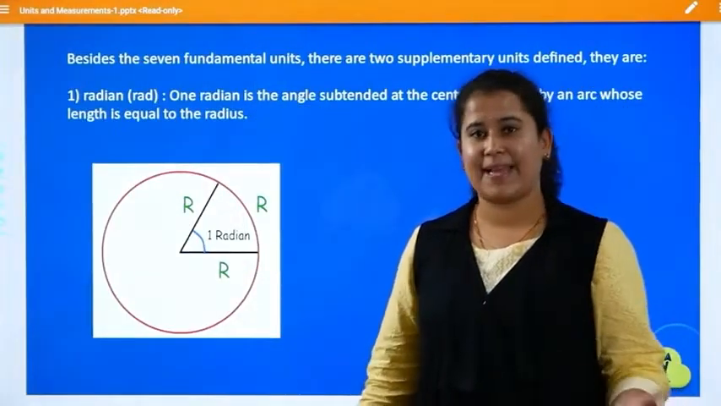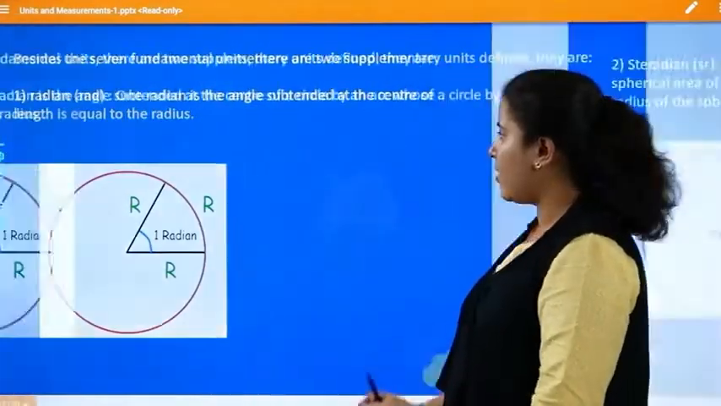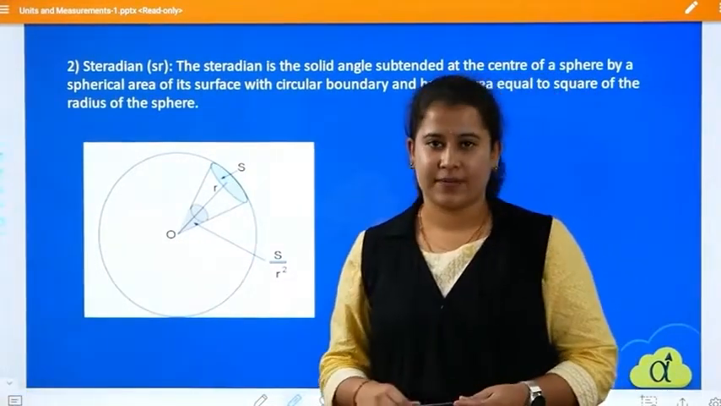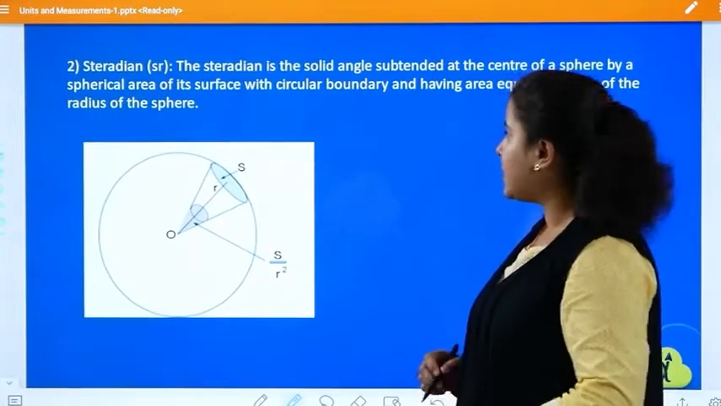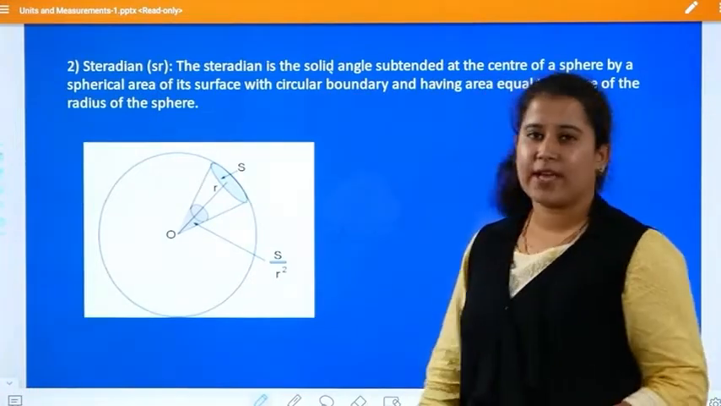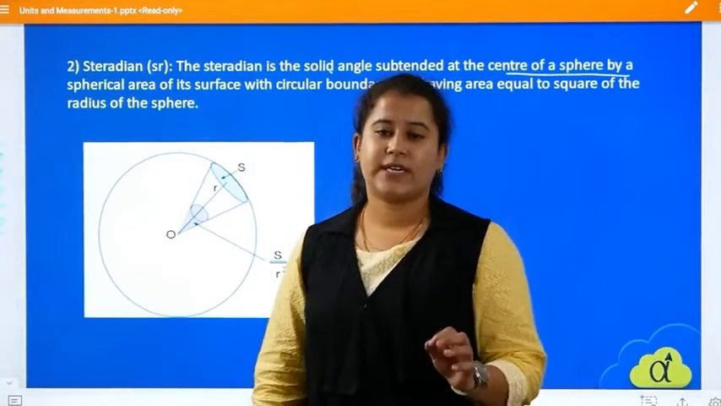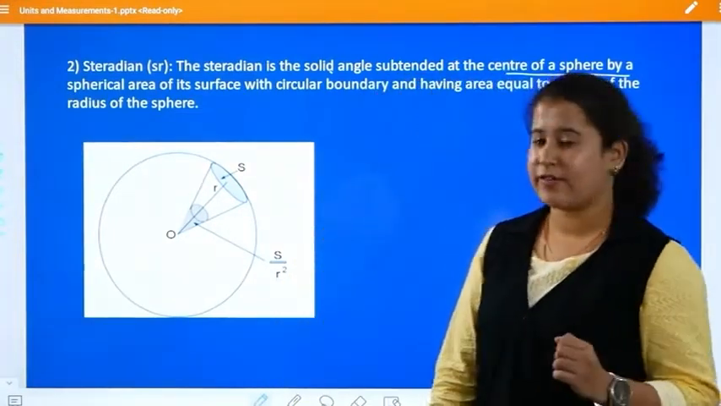So moving on to the next, we have the solid angle. This was for the plane angle. Next we will look into the solid angle. When we consider the solid angle, it is called the steradian. A steradian is a solid angle which is subtended at the center of the sphere.